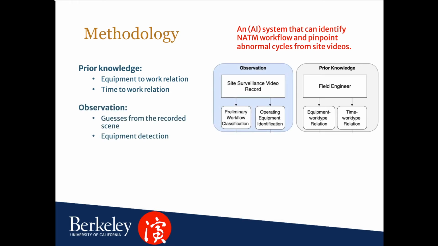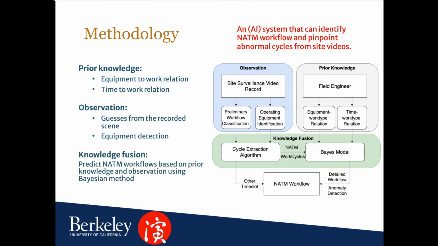Then we need to make observations, because that's the only way to know what really happened during the construction. To do that, we use these two CNN models to make the observation. One makes preliminary guesses from the recorded scene, and the other finds all the equipment inside the captured image. At the end, we combine all the information we have, which is the prior knowledge and observations, to predict the NATM workflow from the recorded image using the Bayesian method.